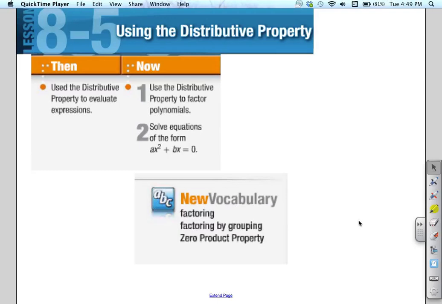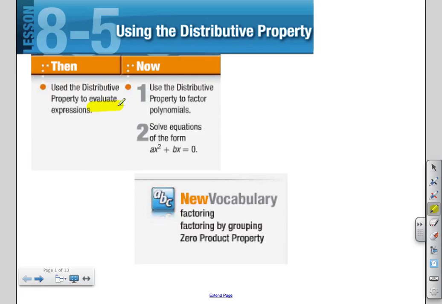The distributive property. We have used the distributive property to evaluate expressions, and now we're going to use the distributive property to factor polynomials. And we'll be solving some equations in the form ax squared plus bx equals 0, but that'll be towards the end. Our vocabulary is factoring, factoring by grouping, and the zero product property. All right, so let's get started.